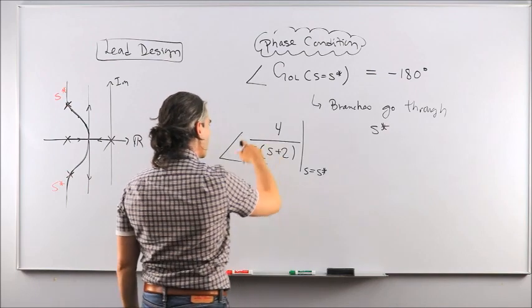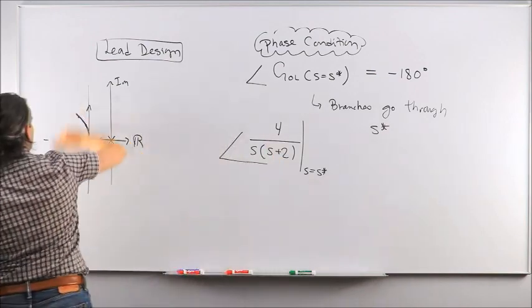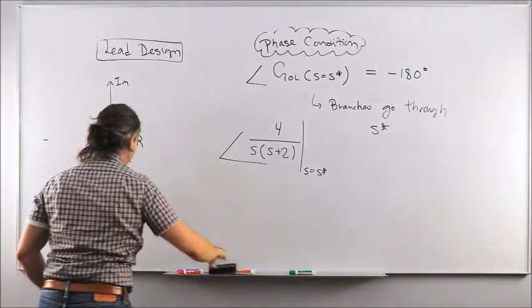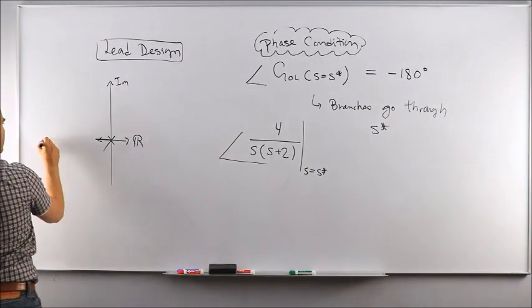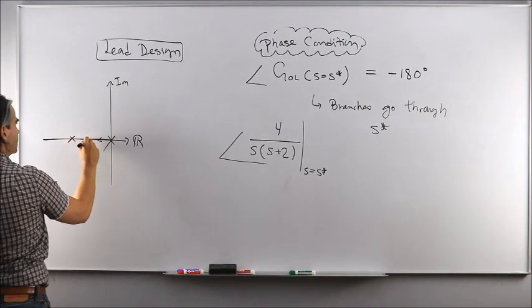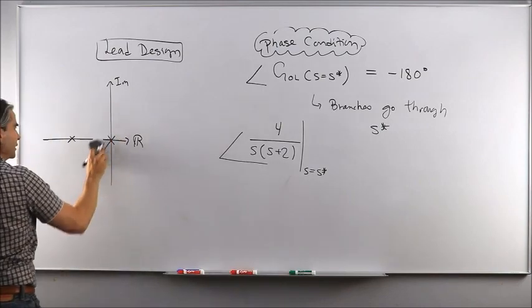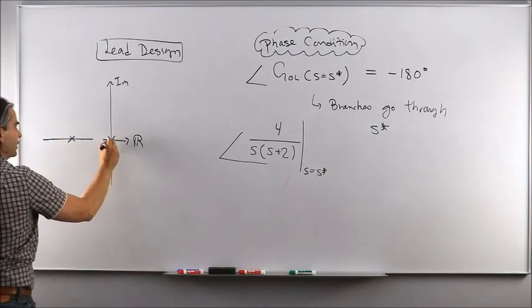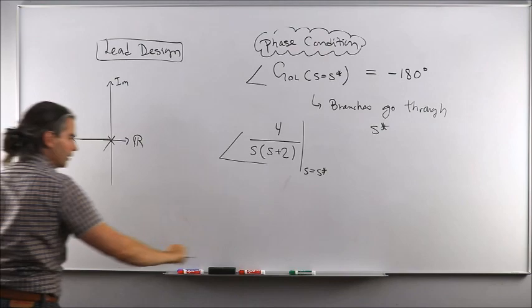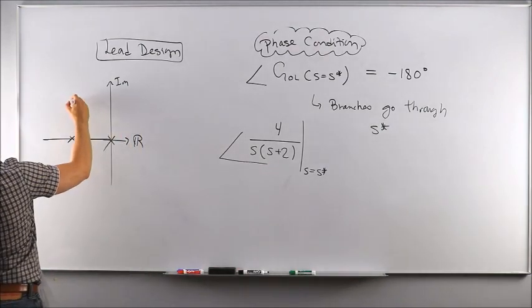So let's figure out what we end up with when we evaluate the original open loop transfer function that was quantified through these two poles here, one at the origin, the other one at minus 2, but evaluated at S star, which was right above here.